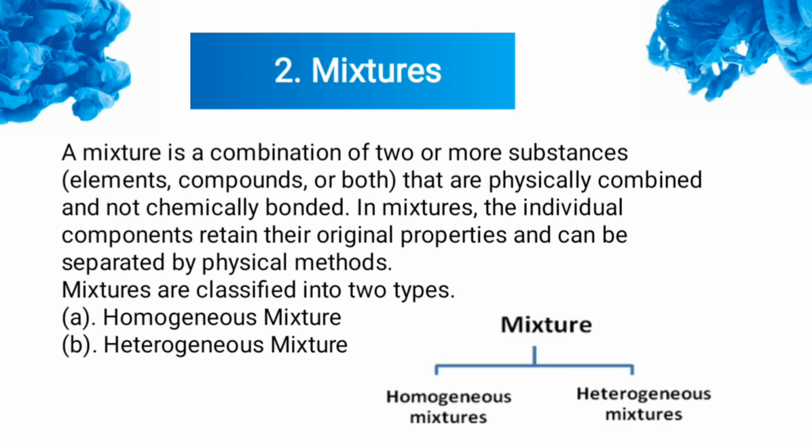Now let's start the second type of matter, which is a mixture. A mixture is a combination of two or more substances, which are elements, compounds, or both, that are physically combined and not chemically bonded. In a mixture, the individual components retain their original properties and can be separated by physical methods. My dear student, mixtures are classified into two types. The first one is homogeneous mixture, and the second one is heterogeneous mixture.